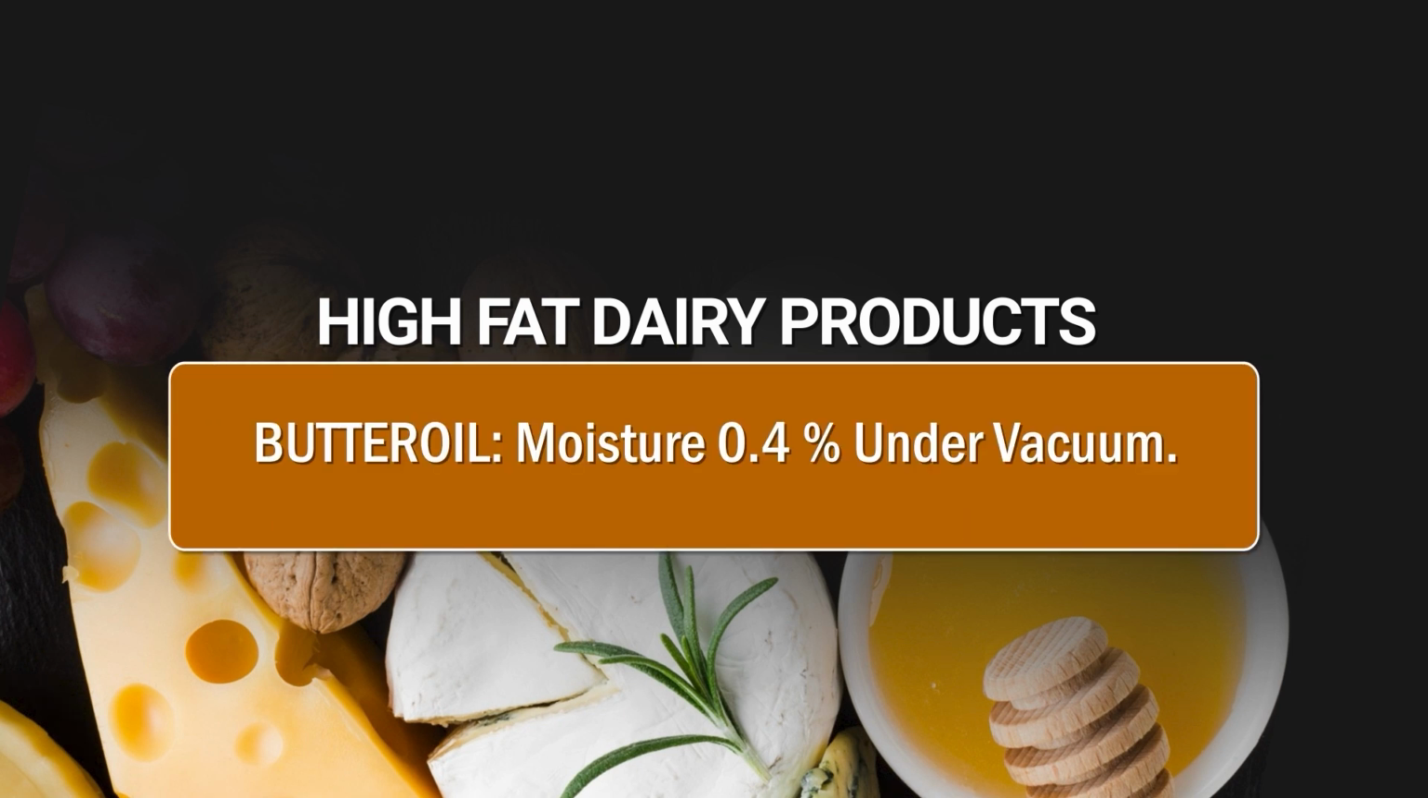Butter oil is the same as ghee, but it is prepared under vacuum so that it does not have the cooked flavor or acidic flavor or grainy texture. Butter oil is used for recombining milk if we want to prepare it. So these are the high fat dairy products.